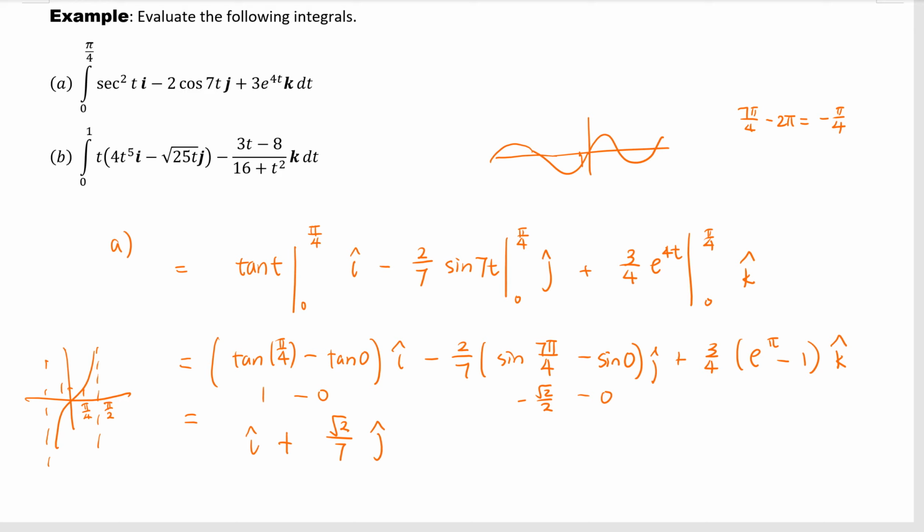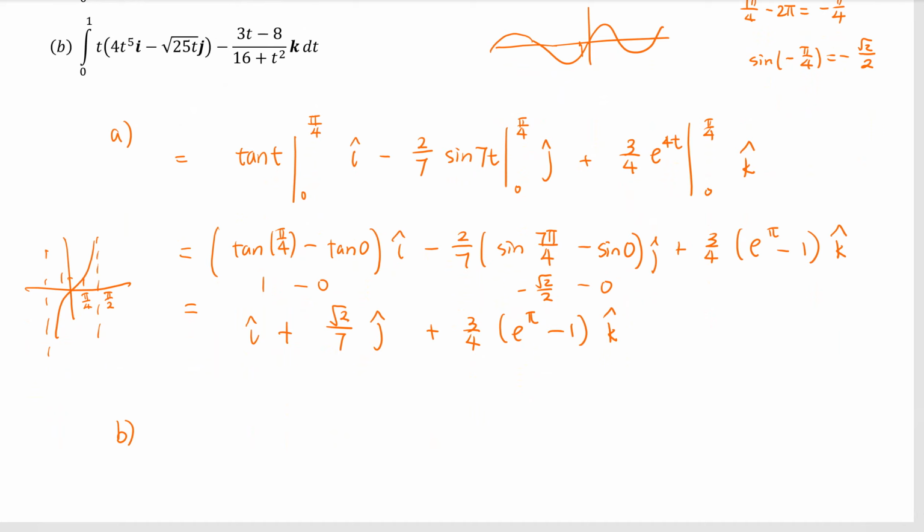And then let's copy the last term down: e to the pi minus 1 times k. Alright, let me write it down. So sine of minus pi over 4 is negative root 2 over 2. Okay, so this is part A. Let's look at part B.